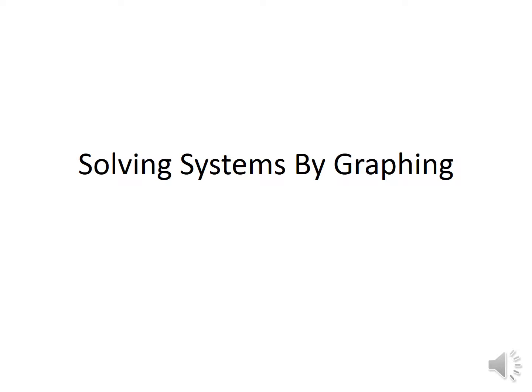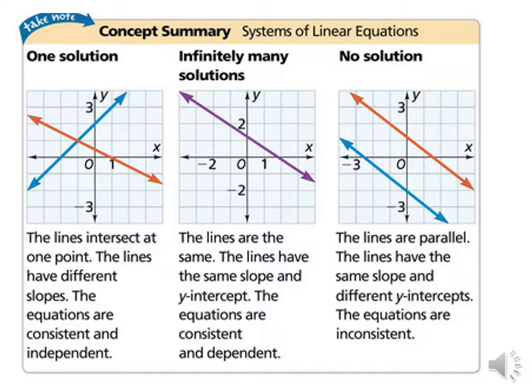Okay, so we're going to be talking about solving systems by graphing. We have three different types of solutions. The first solution, if you look to the left over here, is one solution. This is exactly what we're going to look for when the lines intersect. Where they intersect, that point means that it is a solution to both equations.